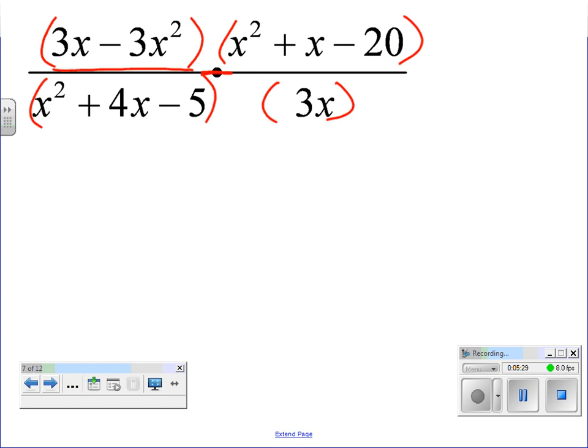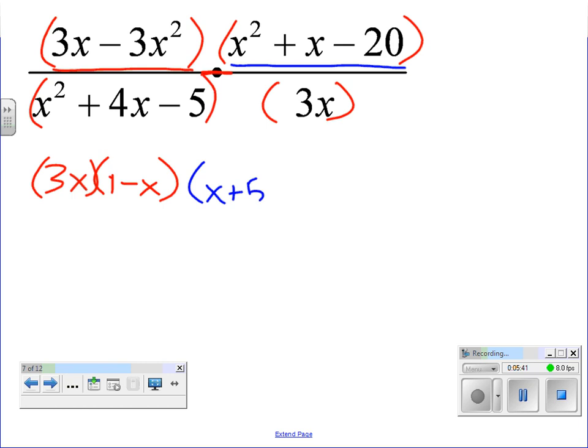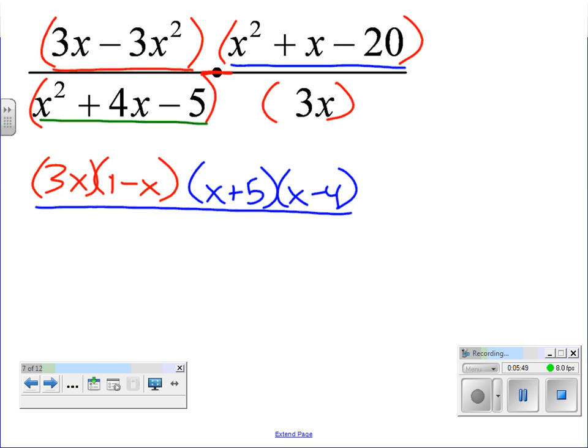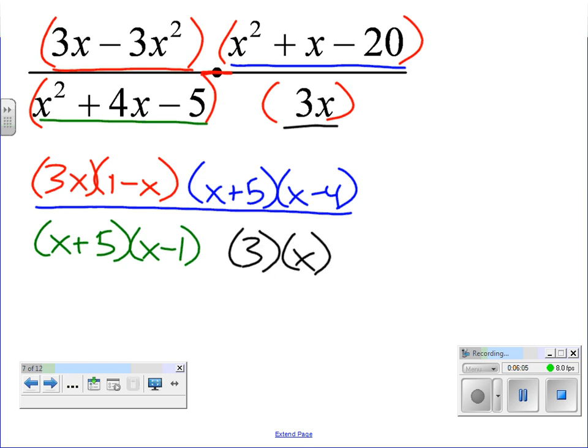The top here, I'm going to do 3x, and we have 1 minus x left over. Again, throw everything in parentheses. I'll do a different color for this side over here. So we're going to have simply x plus 5, then x minus 4. Okay? On the bottom here, we're going to do x plus 5, and then simply x minus 1. And for the next one, we'll do in black. We simply just have 3x. So 3 and x. And really, I'm separating those because those are different factors.